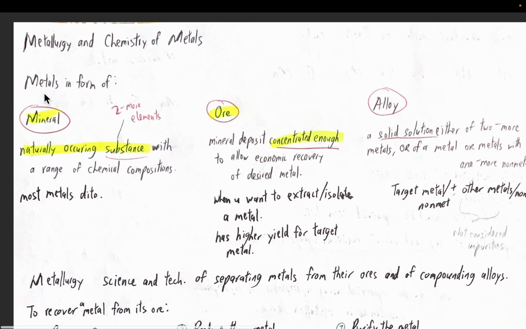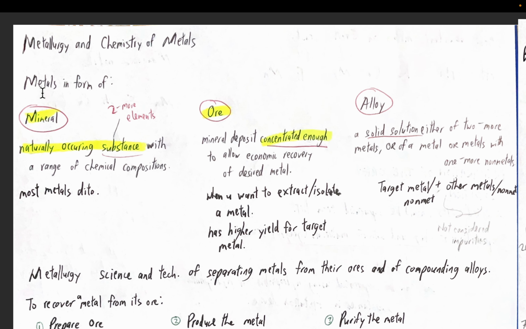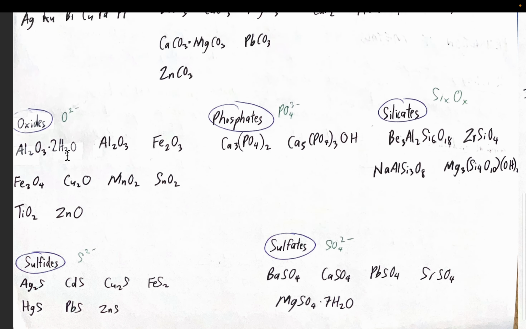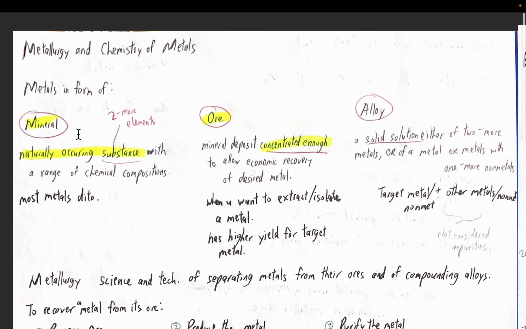Okay. So there are metals. Metals are essentially in the form of either mineral or alloy. I think this is supposed to be the first page. Anyways. So a mineral is a naturally occurring substance with a range of chemical compositions. So most metals are made out of minerals. So a substance basically means two or more elements.